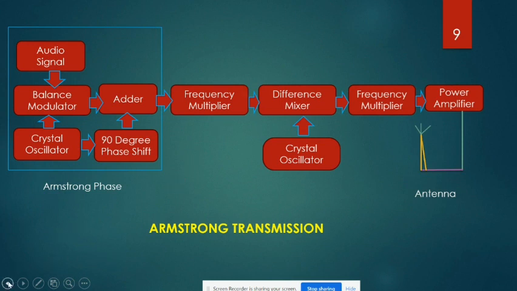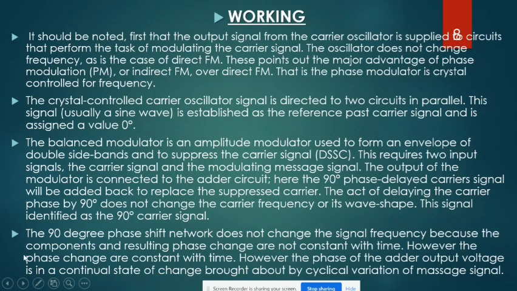In this block diagram, we can see the block diagram of the Armstrong transmitter. Here the DSSC will be generated, then it will be sent to the frequency multiplier. Now see the working principle of the Armstrong transmitter. It consists of the balanced modulator, crystal oscillator, adder, 90-degree phase shift of the crystal oscillator or carrier signal, frequency multiplier, difference mixer, frequency multiplier, and the antenna with power amplifier. It should be noted first that the output signal from the carrier oscillator is supplied to the circuits that perform the task of modulating the carrier signal.